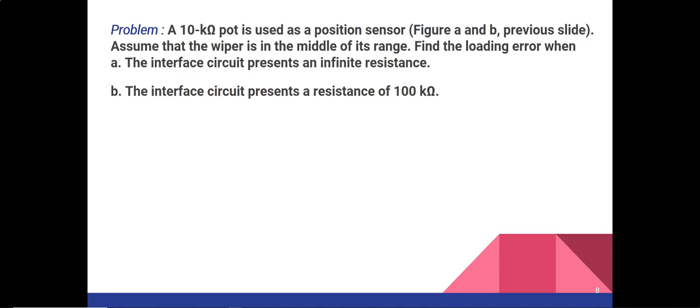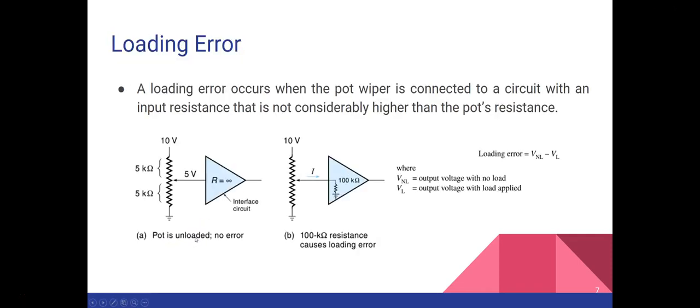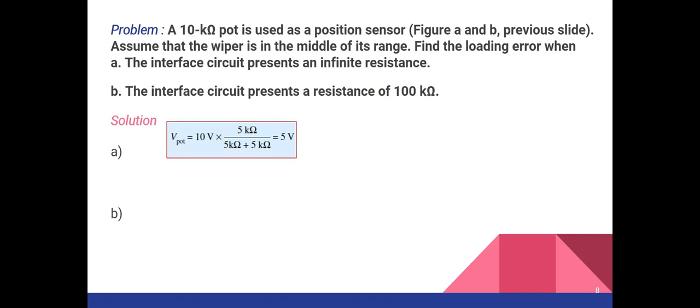For the first case, this is the ideal situation where the interface circuit resistance is infinite, and it is so high that there will be virtually no current in the pot wiper. Let's see the previous circuit. I'm talking about the case when the resistance is infinite. In this case, we can calculate the potentiometer voltage by taking the total voltage of 10 volts, multiplied by the 5 kilo ohm, and divided by the total resistance, and by that we get this voltage, which is going to be 5 volts.